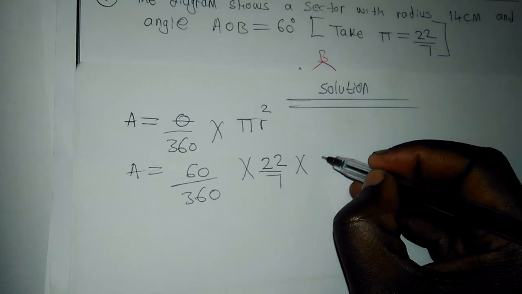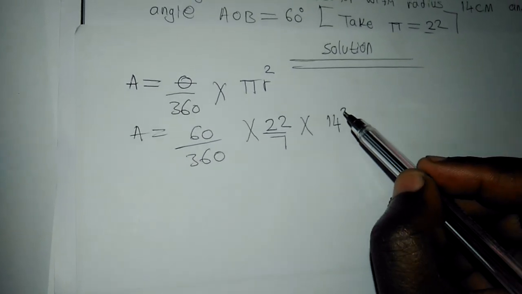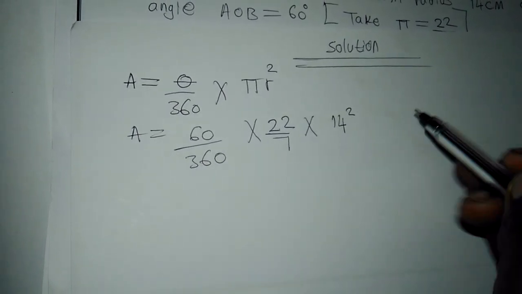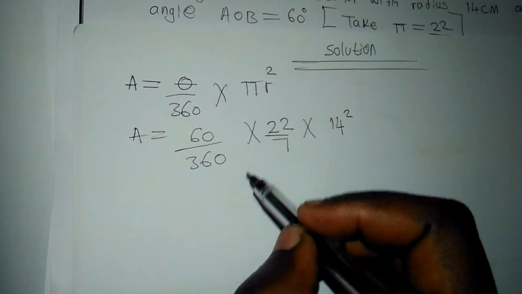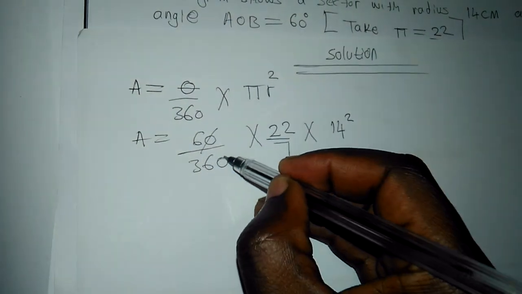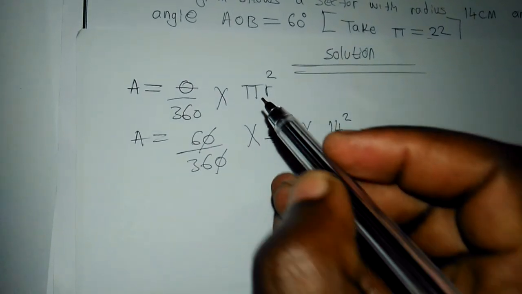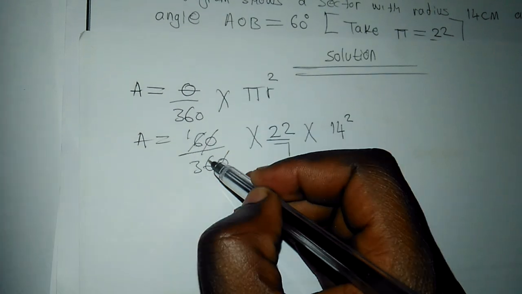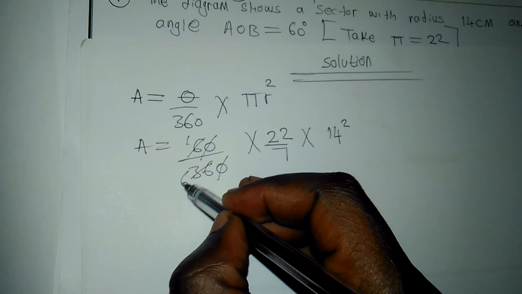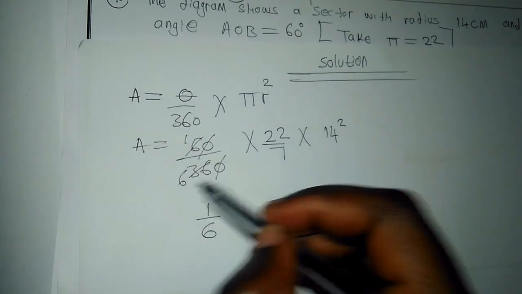So we say 14, then we square it. In mathematics, when a number is squared, like 14 power 2, it means 14 times 14. First of all, we can reduce the numbers. I can reduce this 0 and this 0, then what remains is 6 and 36. So 6 into itself is 1, then 6 into 36 is 6. So I'm going to remain with 1 over 6.